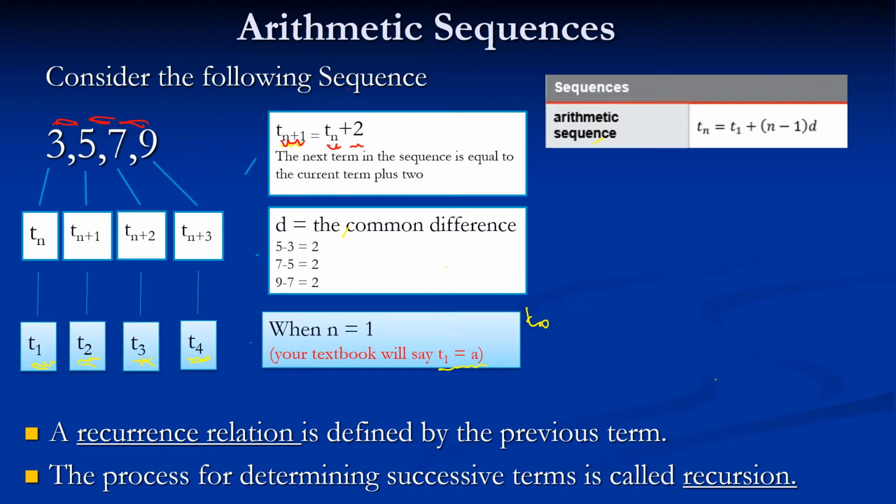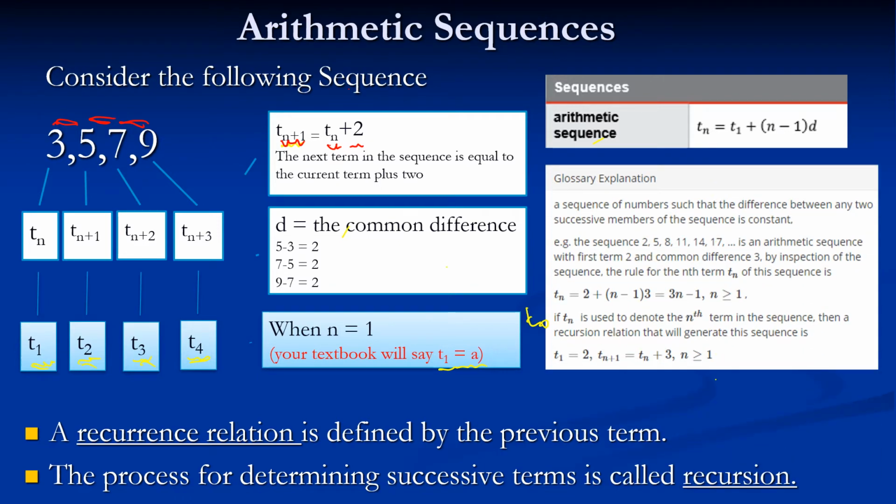So we're getting this idea of a recurrence relation, which is just defined by the previous term. The process for determining these successive terms is called recursion. The syllabus glossary describes an arithmetic sequence as a sequence of numbers such that the difference between any two successive members of the sequence is constant. So it's just a constant or common difference.